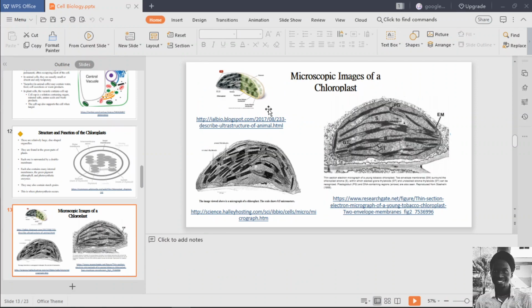On this slide I have some microscopic images of chloroplasts. So if you notice here, we have an electron micrograph of chloroplasts.